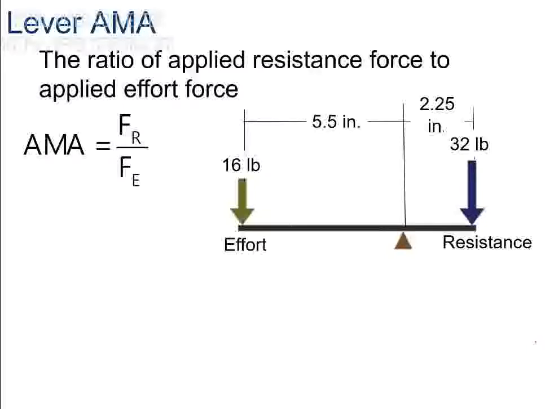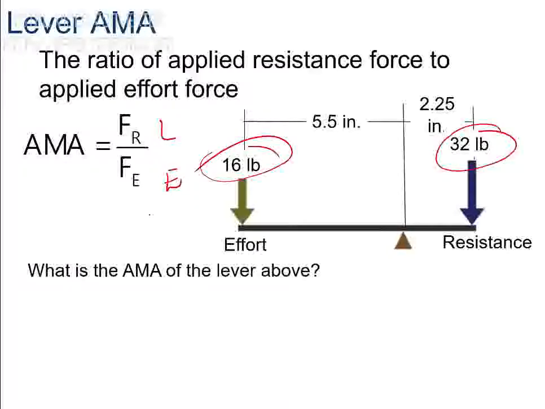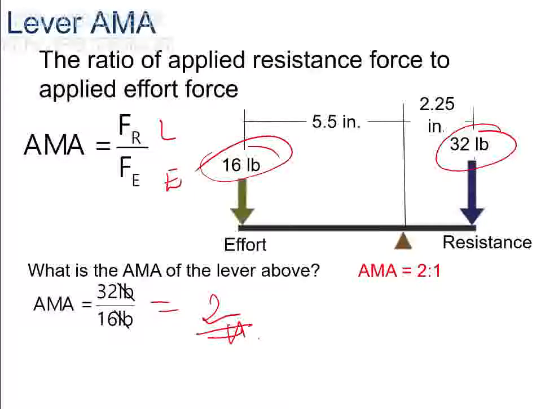Therefore, load over effort. Here the load is 32 and the effort is 60. 32 lb over 60 lb. lb is cancelled by lb, and 32 over 60 gives us the ratio. Finally, the mechanical advantage is 2.